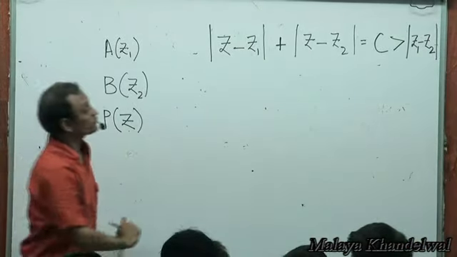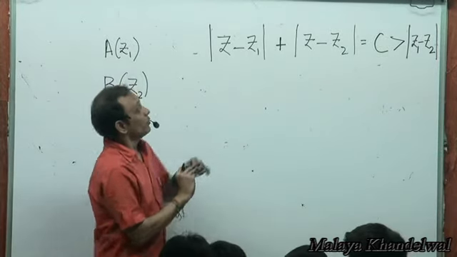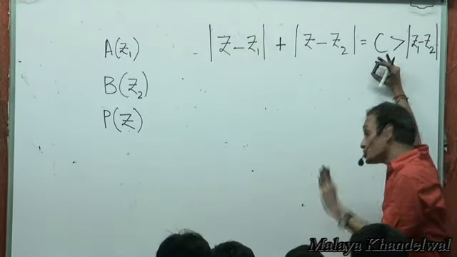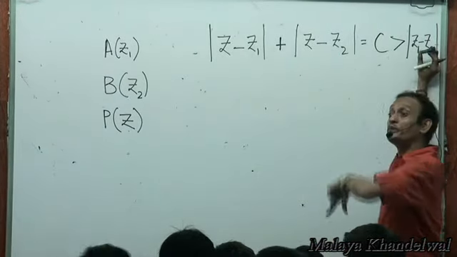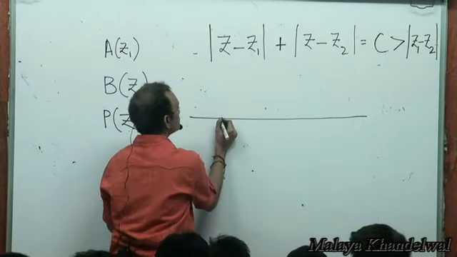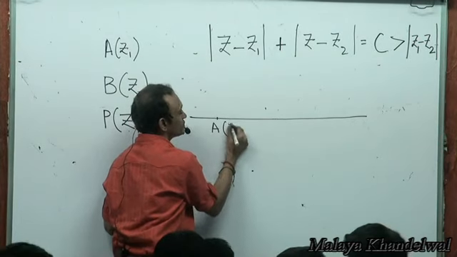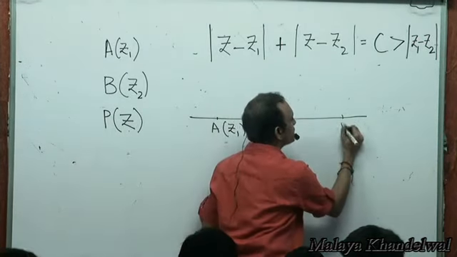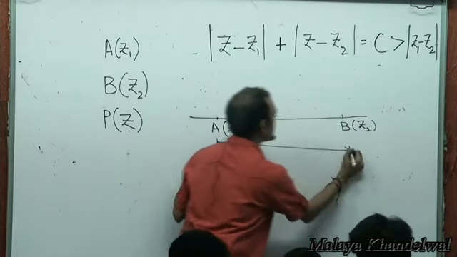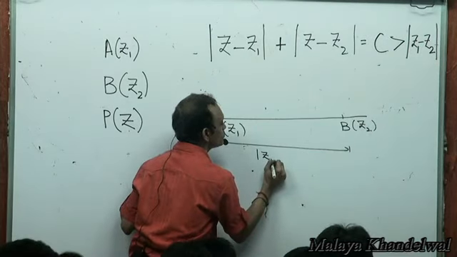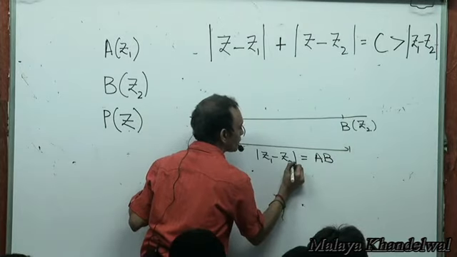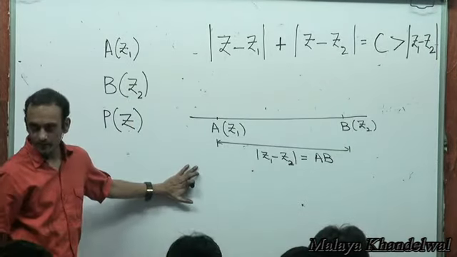Now check that out. Z is a point such that mod Z minus Z1 plus mod Z minus Z2 equals a constant C, not equal to mod Z1 minus Z2, but bigger than mod Z1 minus Z2. Now realize that this is A, which is Z1. This is B, which is Z2. This length is mod Z1 minus Z2, which is AB. Right? This length is AB.